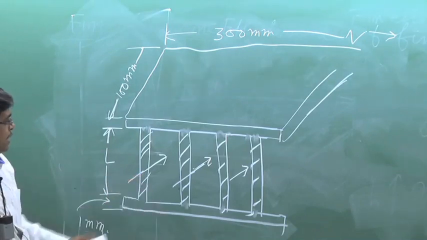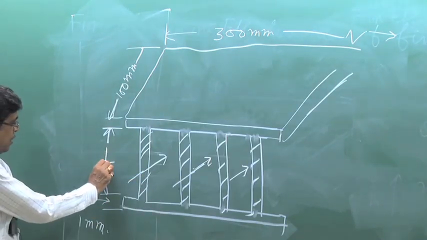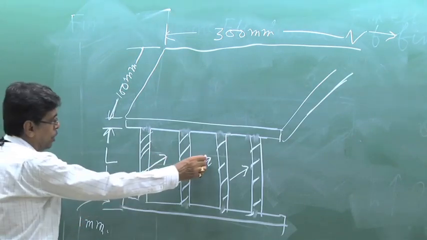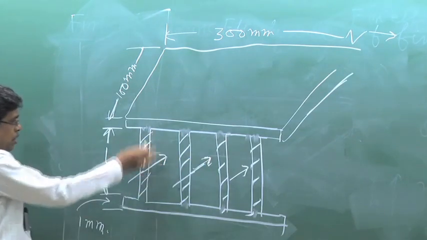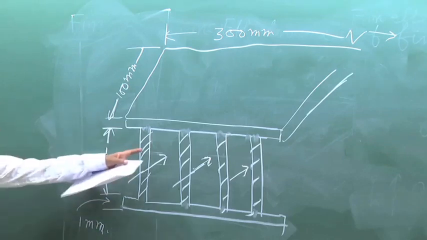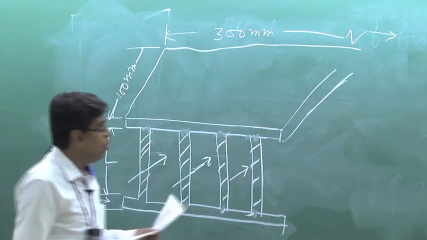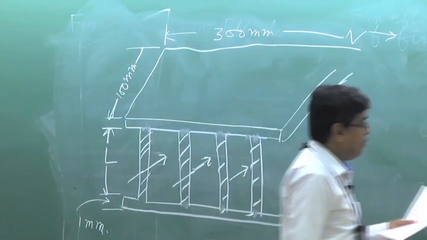Number of pins 60, pin length L. And this is the air flowing through this, which gives the convective heat transfer coefficient, which takes the heat from the lateral surface of the pin. This is the problem.